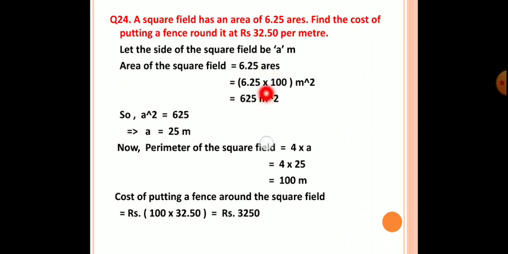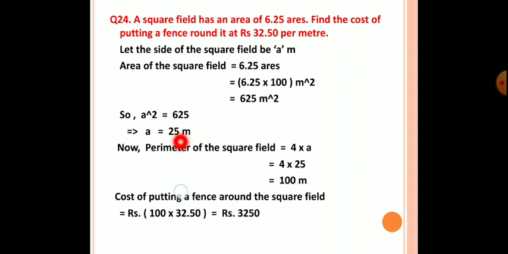So how to convert this into meter square? So we will be multiplying this hectares into 100. So 6.25 hectares multiplied by 100 is equal to 625 meter square. So we have converted this by just multiplying the number by 100. So now from this we can apply the formula of area of a square, which is a square equals 625. Therefore a equals root over of 625, which is 25 meter.